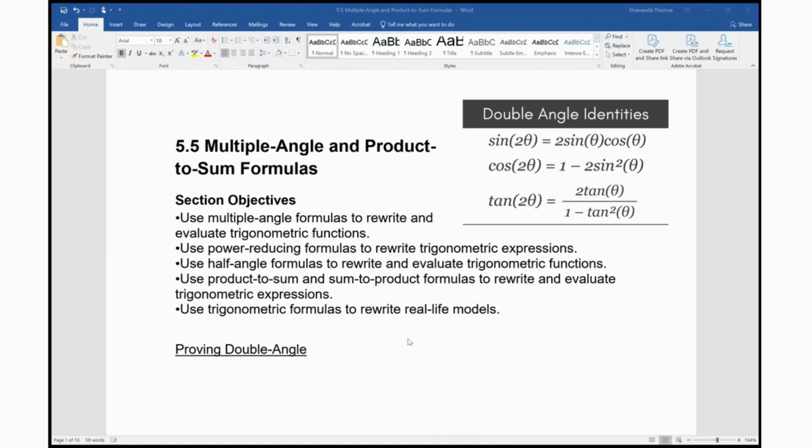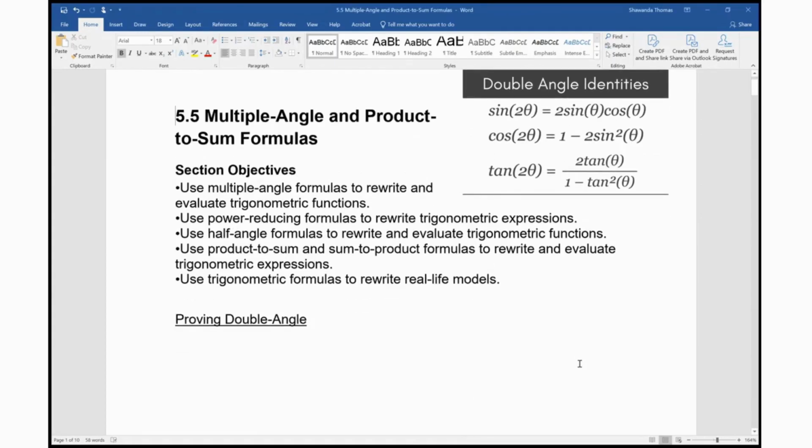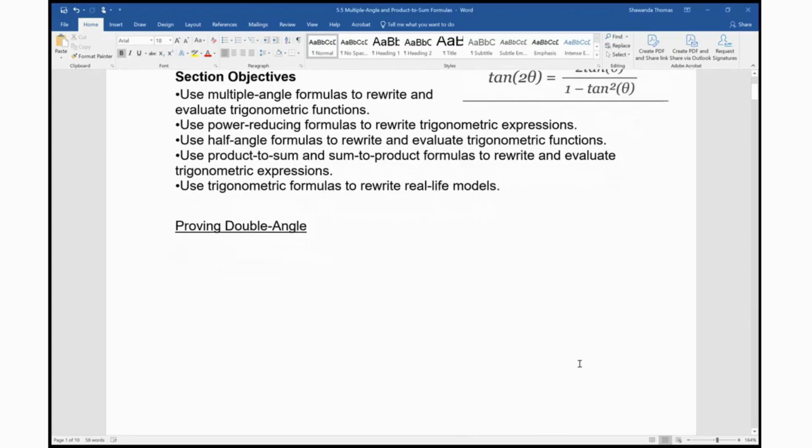5.5 is called multiple angle and product to sum formulas. First, we're going to prove some of these double angle identities using information that we already know before. So we were just using some of these sum and difference formulas. I'm going to show you how these formulas are derived from those formulas.